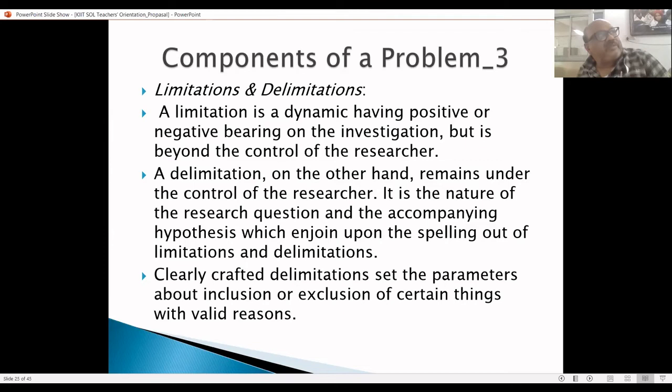Delimitation is something which is under the control of the researcher. The researcher will say, okay, I'm doing this, but I'm not doing that, because these are actually not required. I delimit my thesis in this way, but that delimitation should look justified.